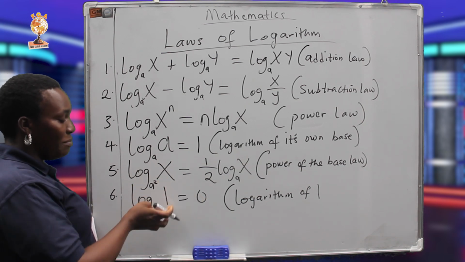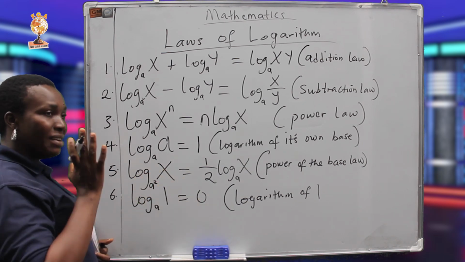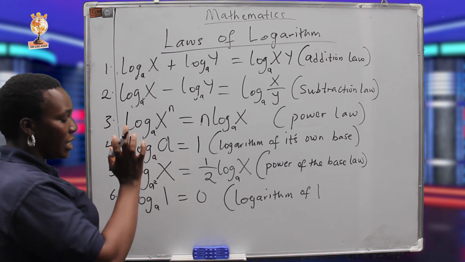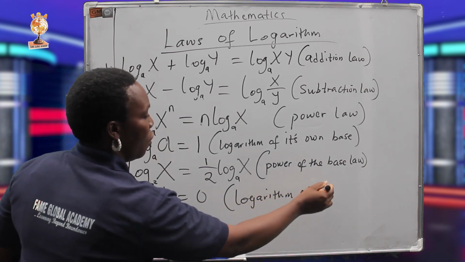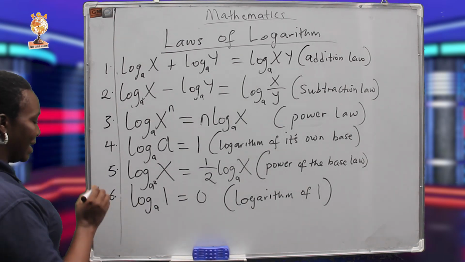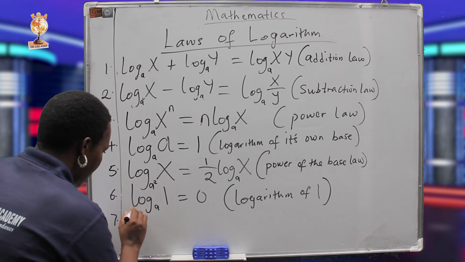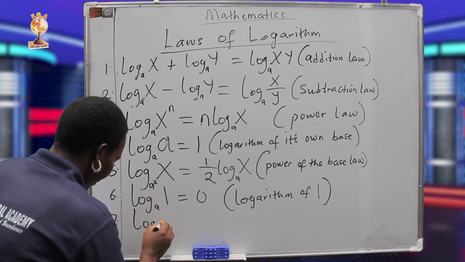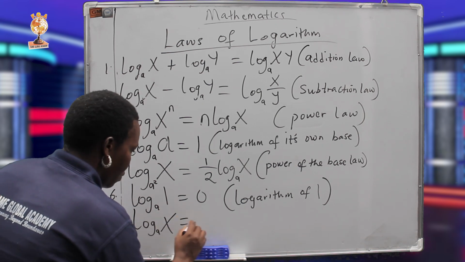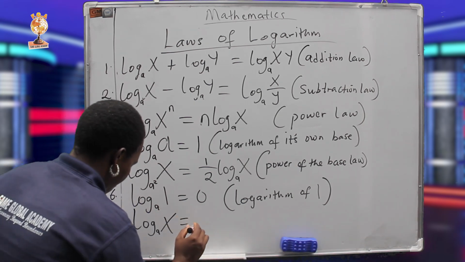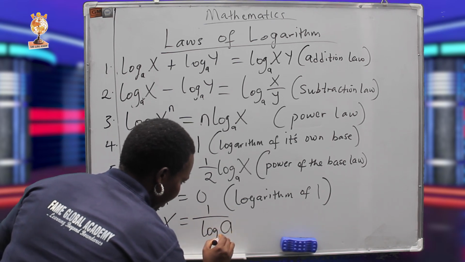If it is log 1 base b, 0. Log 1 base 10, 0. Whatever the base is, provided the log is 1, your answer is 0. That's what we call logarithm of 1. Okay, so let's take the last law, which is law number 7, and that law says log x base a is equal to 1 over log a base x.